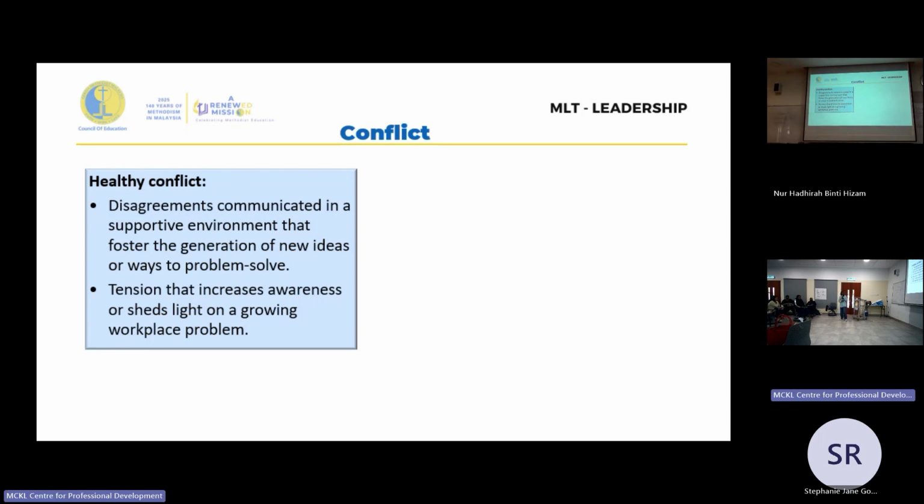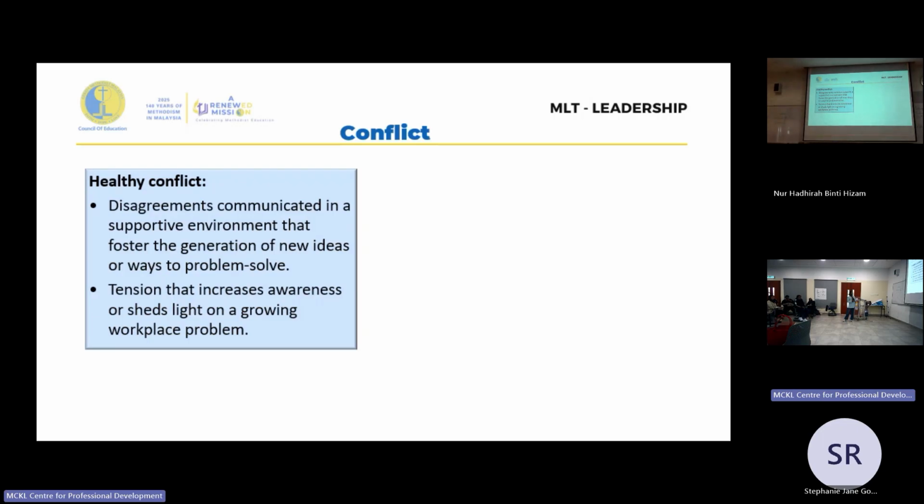But at the end of the day, we are arguing or debating for something good, and then we come out with new ideas. At the same time, after that, we say, okay, we argued, we had this discussion, debating, because we want to settle a problem. And then after that, it's professional. It's all due to work. Then after that, we become good colleagues. So that is good conflict, healthy conflict.